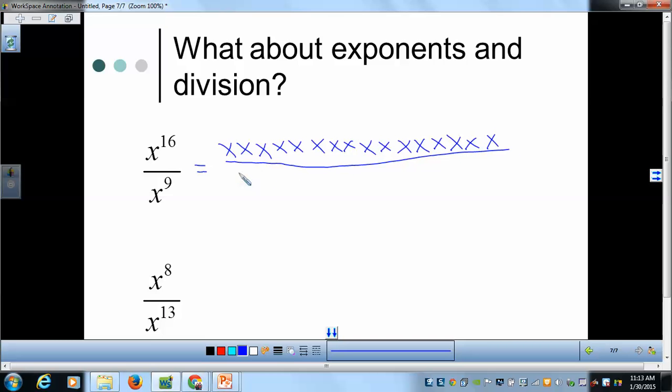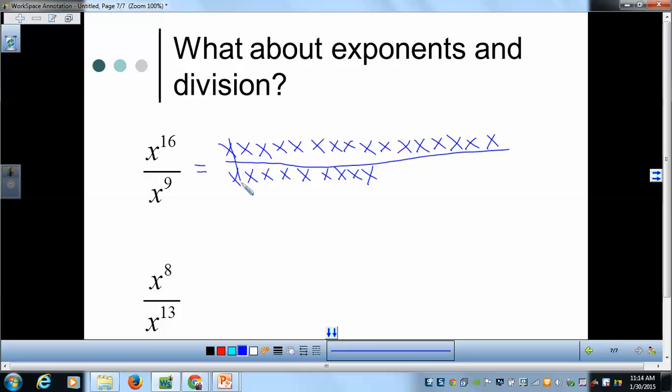Then I would have 9 x's. So by the definition of an exponent, we know that there's really a string of 16 x's being multiplied in the numerator, divided by a string of 9 x's in the denominator being multiplied. Now, when we work through this, we're just going to take and divide.